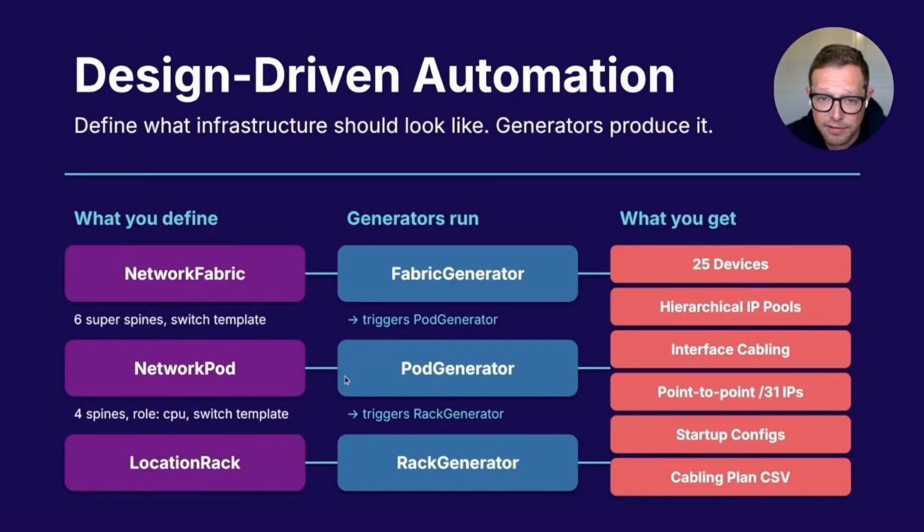Then we triggered off a generator, which is going to be the logic that translates our high-level design into the actual infrastructure that needs to be deployed. In this case, we deployed 25 devices. We saw that we created the hierarchical IP pools, all of the interfaces, the cabling, all of the IP addresses for the devices, including the loopback and all of the point-to-point links. And at the end, we were able to generate startup configurations and a cabling plan.